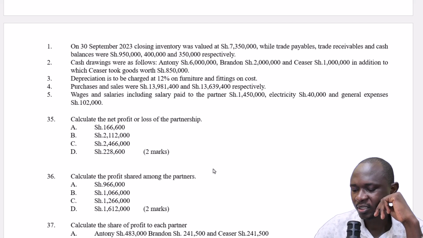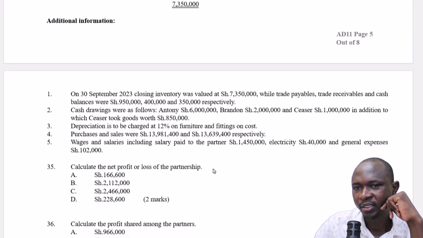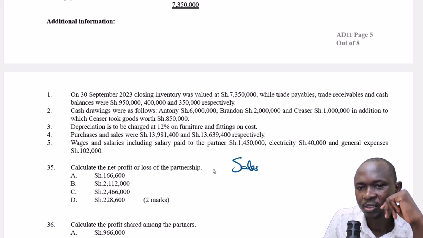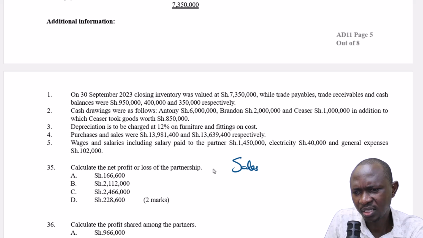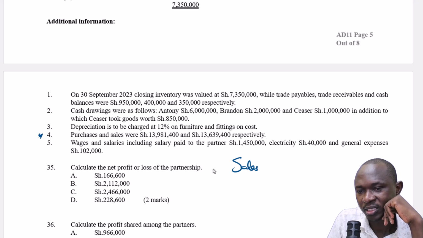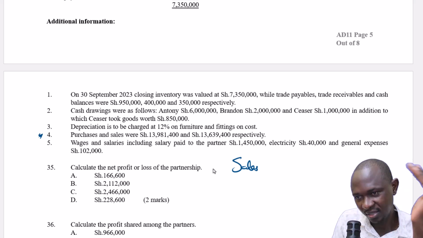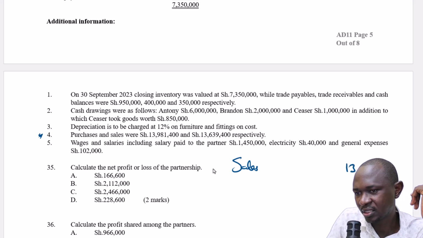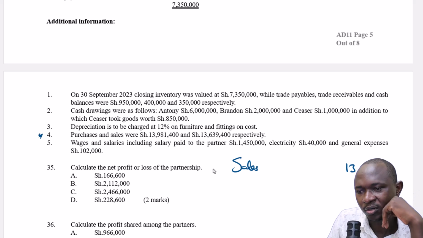I will just use this space here. Forgive me for that. So we go to sales. I think we have the figure for sales here. Purchases and sales were, item number 4 under additional information, 13,981 and 13,639 respectively. So sales will be the latter one, 13,639. That will be our sales.